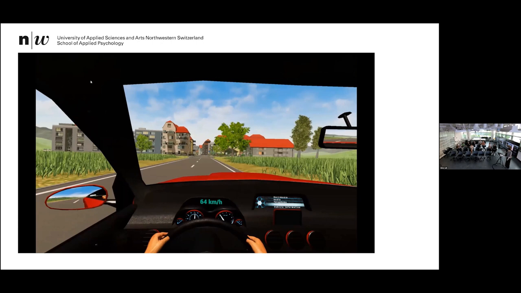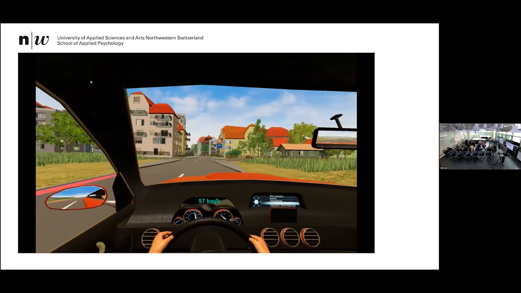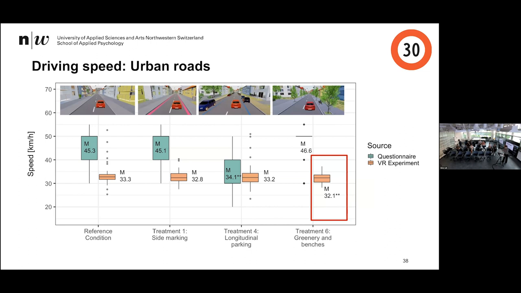And right, we dive into the results, a couple of simple, straightforward results. The mean of the speed people have chosen, and I'm asking you to focus here on the orange means for now, which are out of our virtual reality experiment. Here we have the reference condition, the one without any design features that we specifically chose. And here we have the broad side markings, parking lots, and the trees on the side.